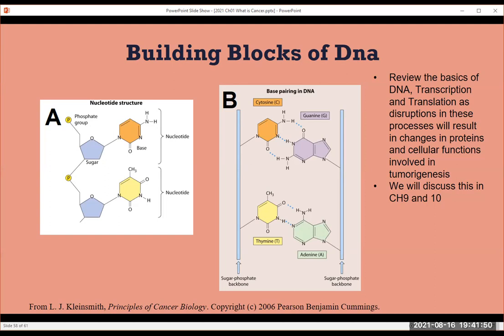Some of these concepts will come up in some of the later chapters. So that's it for this chapter.